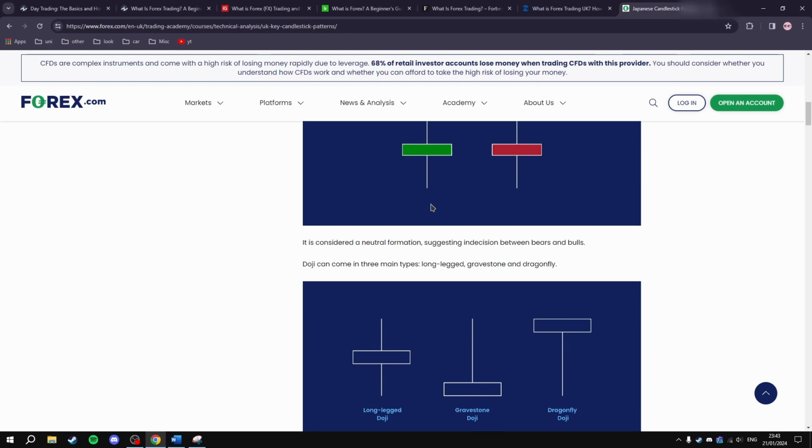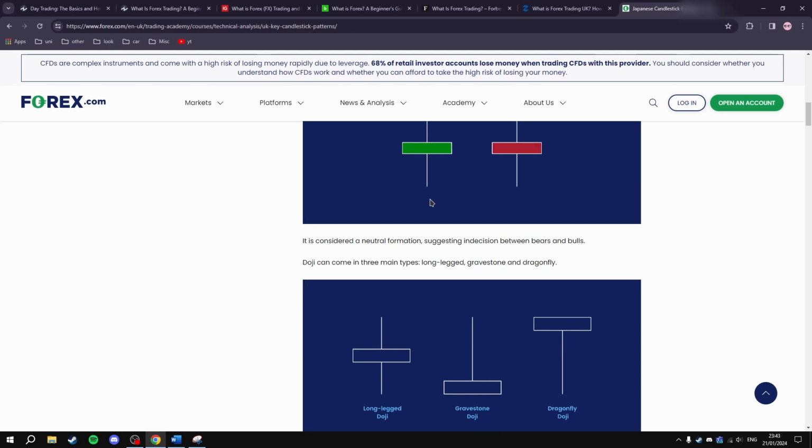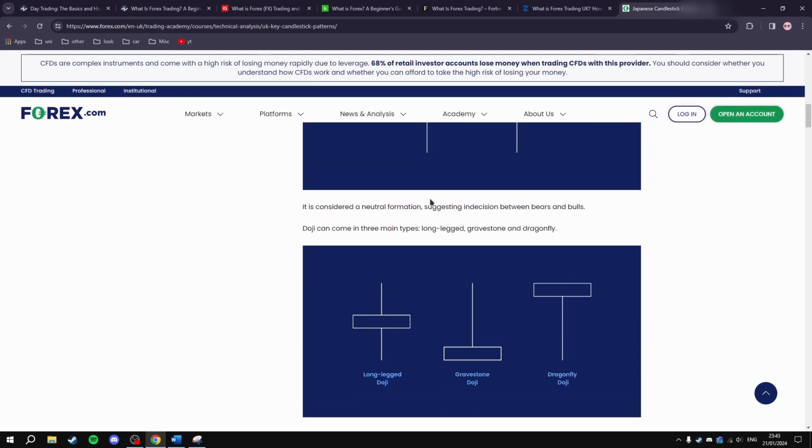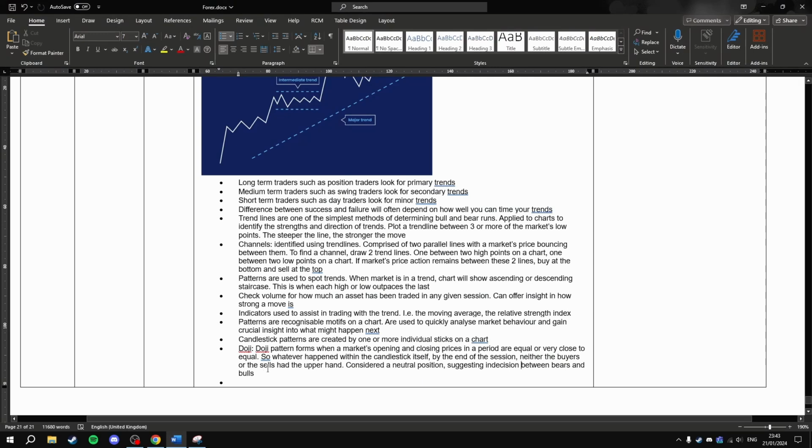Doji come in three main types: long leg, gravestone, and dragonfly.